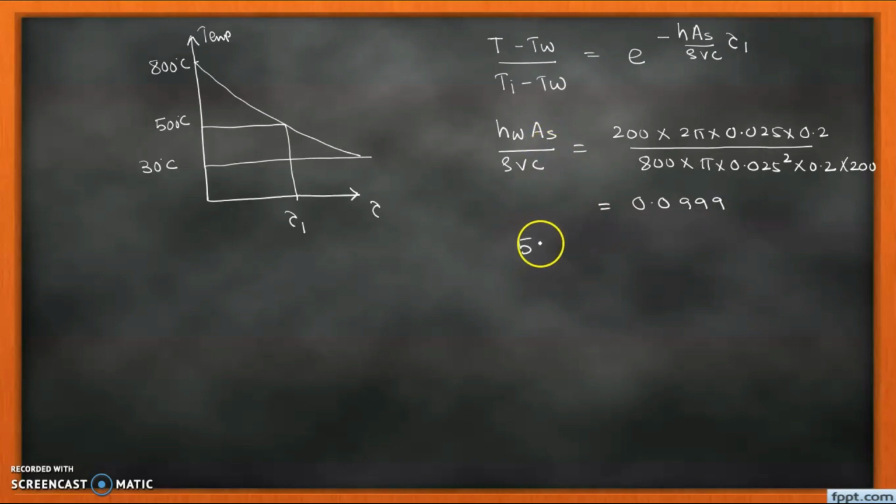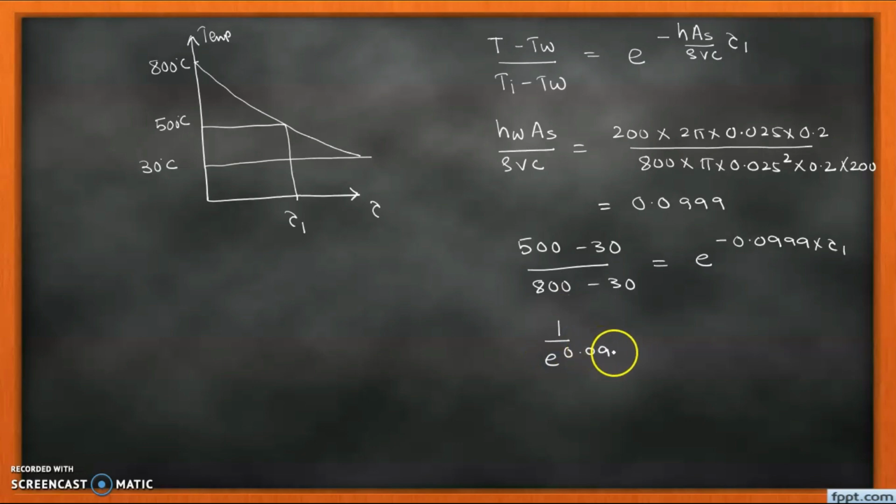Now we put down the value of temperature and this parameter in equation number 1. So we get the final temperature is 500 minus bulk fluid temperature 30, initial temperature is 800 minus bulk fluid temperature 30, equals exponential minus 0.0999 into tau 1. Now we make the subject: 1 upon e to the power 0.0999 into tau equals 0.6. Now we are taking the anti-logarithm and we calculate the value of tau 1, and that we get 4.94, and the unit is second.